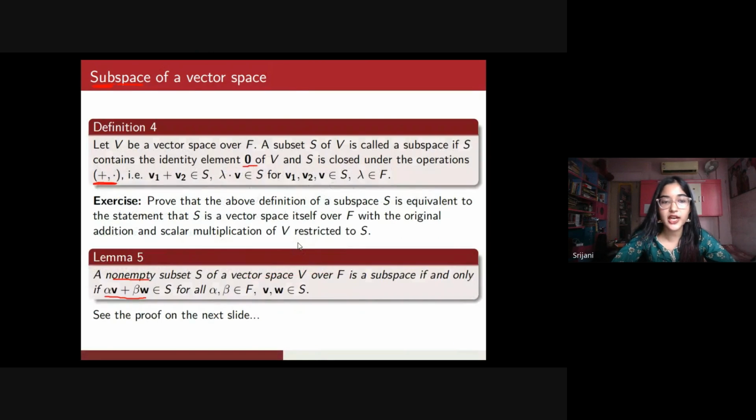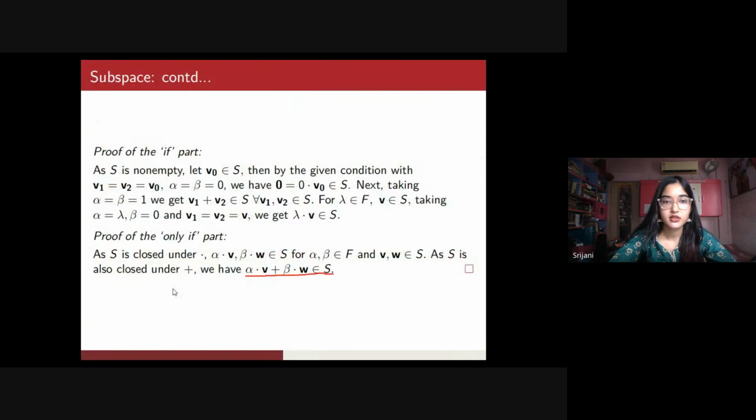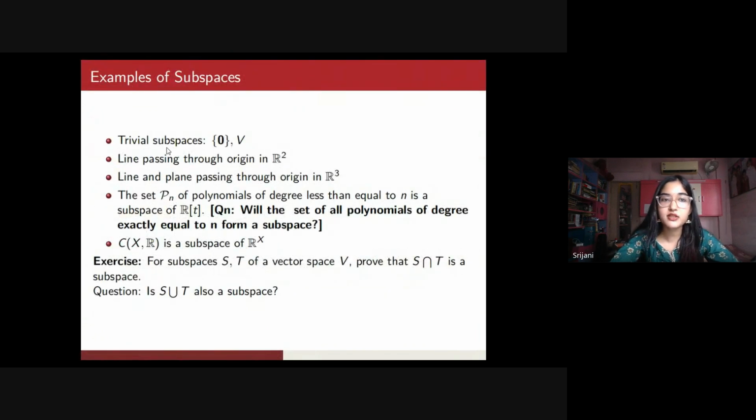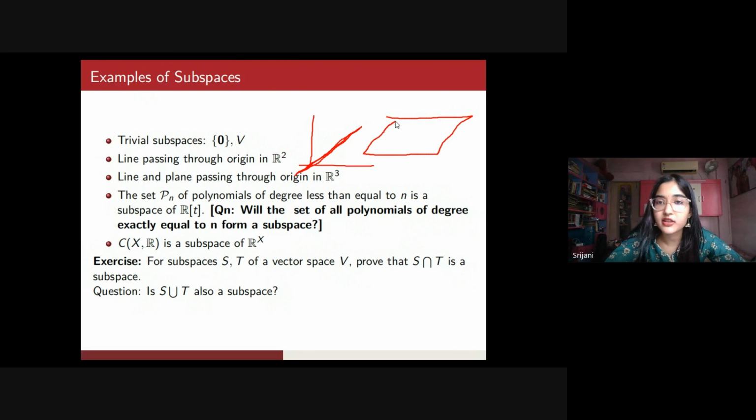So we can just check if this property holds, then it will be a subspace. Now examples. Firstly, we can see the trivial subspaces: only the 0 element and the whole vector space, because the whole vector space is a subset of itself and it is a vector space. Now the line passing through origin in R2, such a line is a subspace of R2, or a plane through the origin in R3.